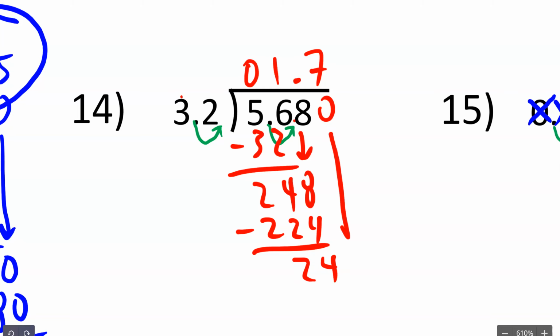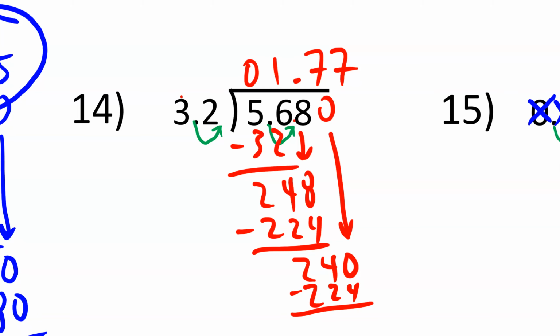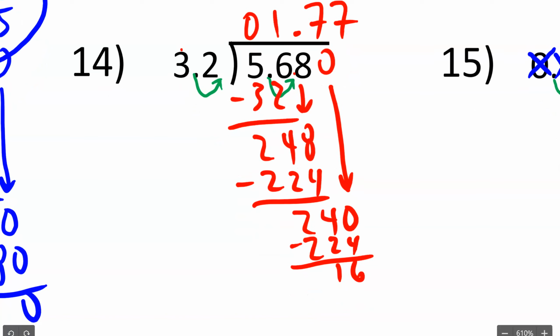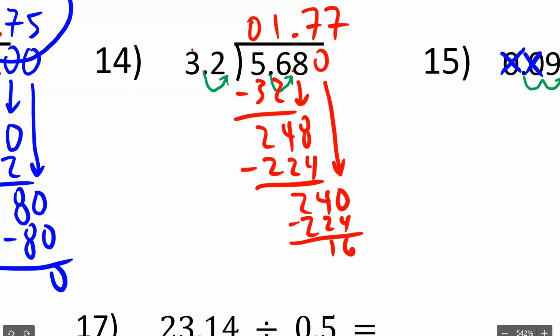I need to bring a 0. So now how many 32s are in 240? That gives me another 7, so that's 224. Find the difference. 240 minus 224, 16. Make that smaller so I don't run out of room. Add a 0, bring it down.